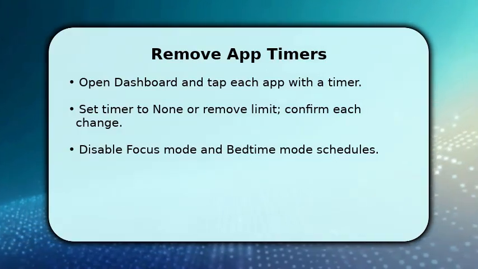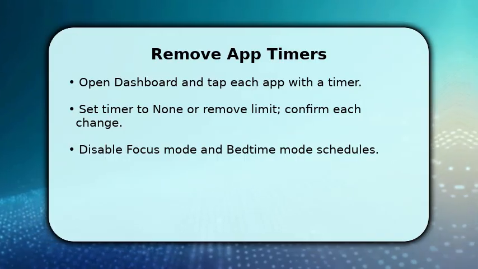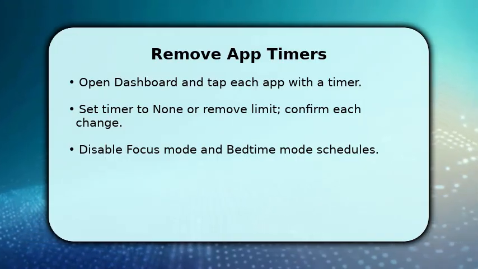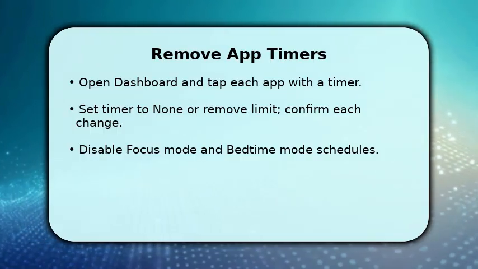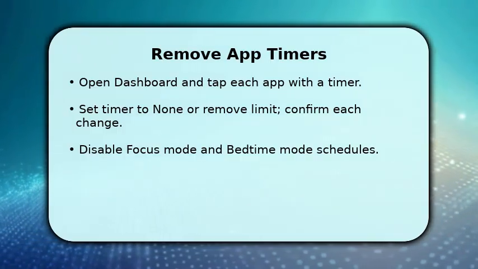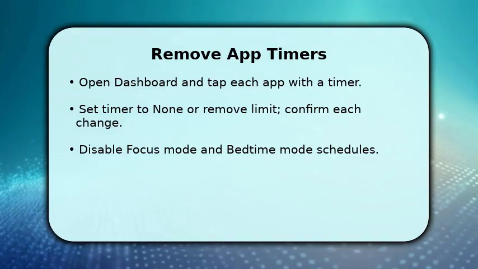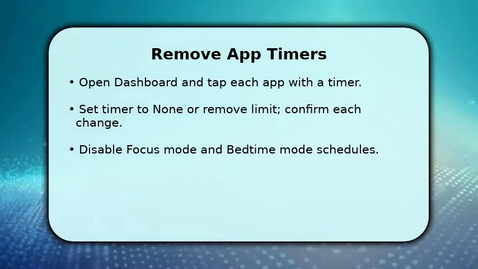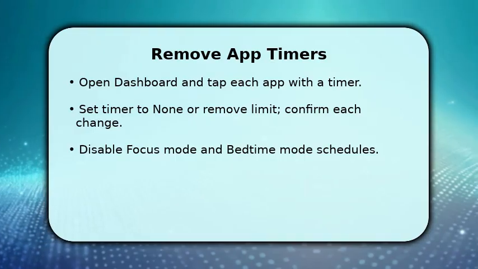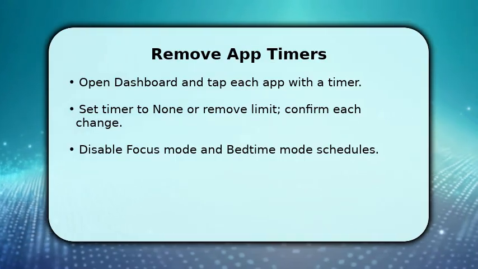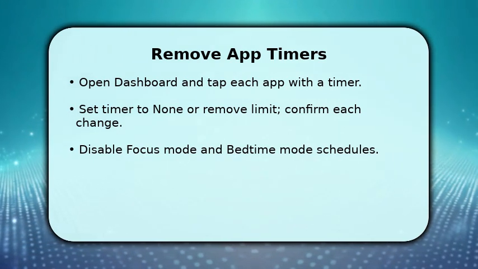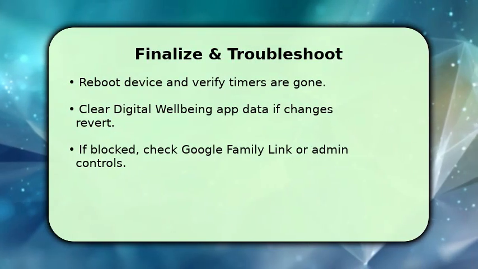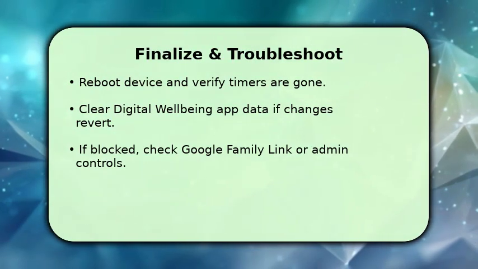Once done, navigate back and turn off Focus Mode and Bedtime Mode schedules so they stop reapplying restrictions. Make sure App Usage Access and Notification Access remain enabled so the system registers changes. After adjusting all items, review the main Digital Wellbeing screen to confirm timers show as removed. You finish by rebooting the device and quickly checking the dashboard to verify timers are gone. A reboot ensures system services reload with your new settings.